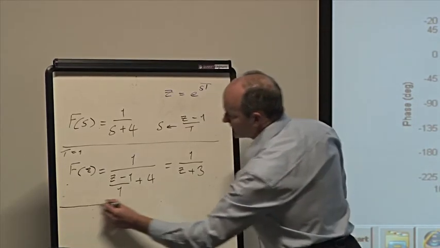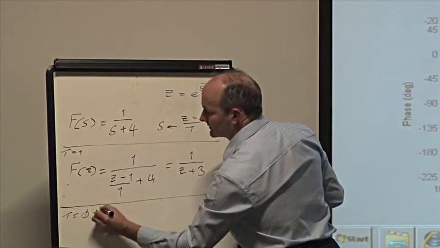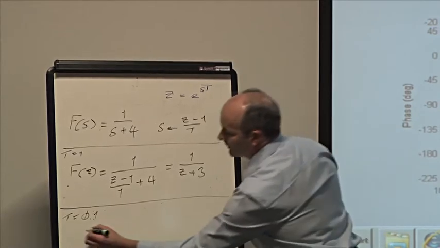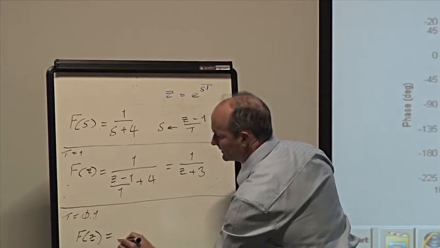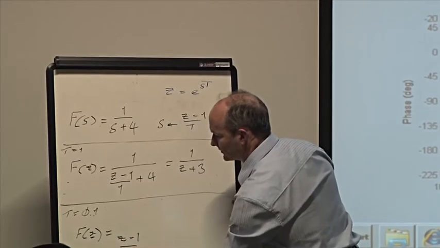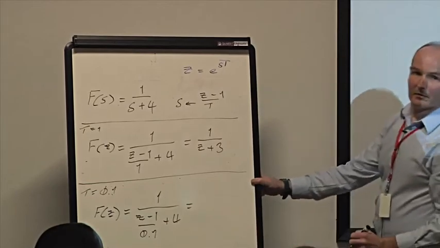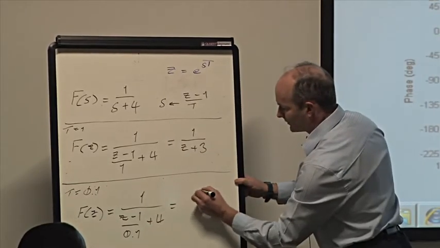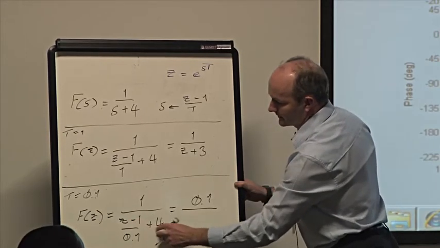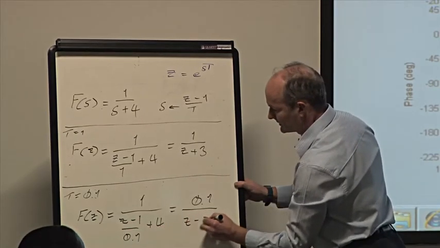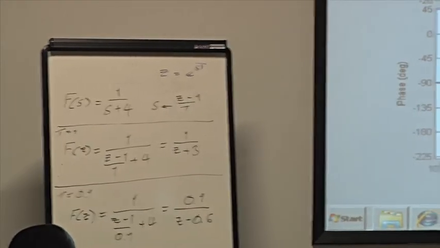Now let's repeat the exercise, but this time we'll use a faster sample rate. For example, 10 Hertz, T equals 0.1. What we're going to get is F of z equals 1 over (z minus 1) divided by 0.1, plus 4. What's that? Well, let's multiply through by 0.1. And what's on the bottom line is z minus 1 plus 0.4. That's going to be z minus 0.6. Stable. We're back inside the unit circle.